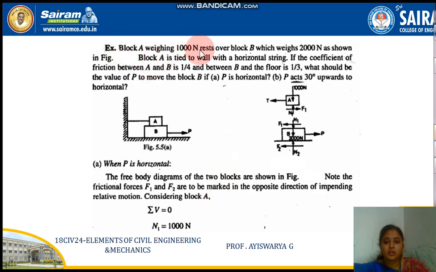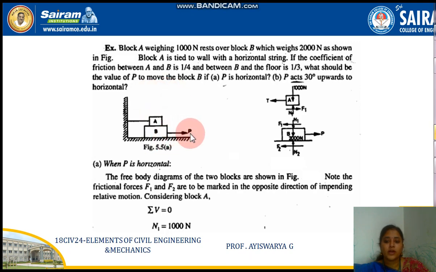Block A weighing 1000 Newton rests over the block B which weighs 2000 Newton as shown in the figure. Block A is tied to the wall with a horizontal string. If the coefficient of friction between A and B is 1/4 and between B and the floor is 1/3, what should be the value of P to move the block?